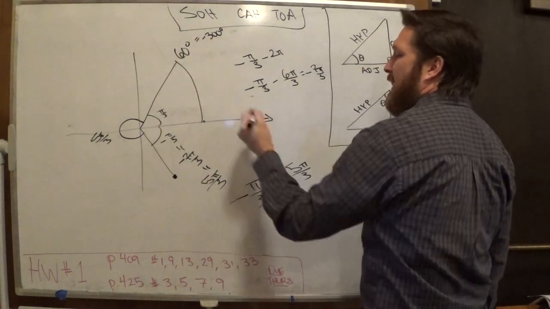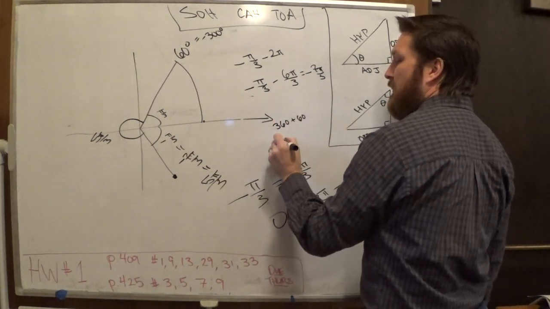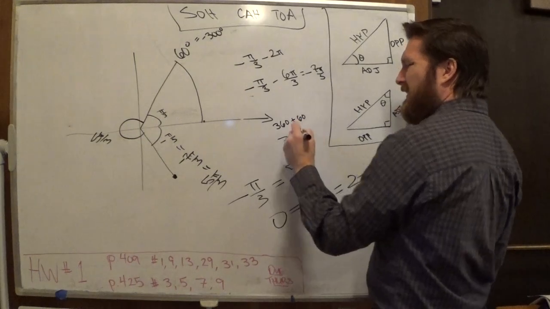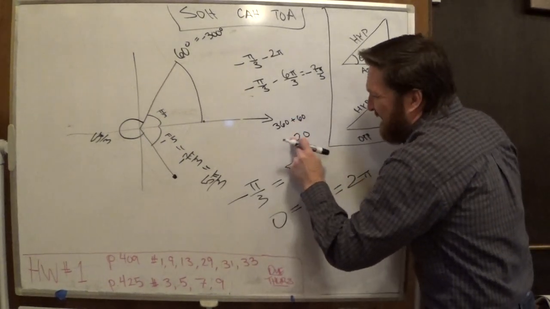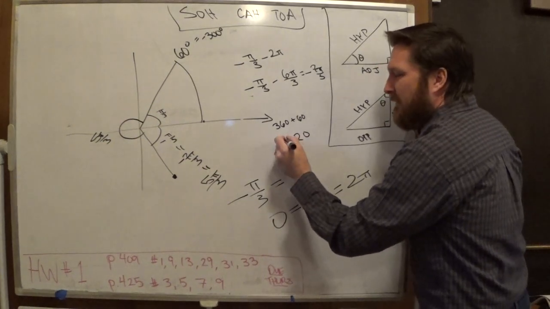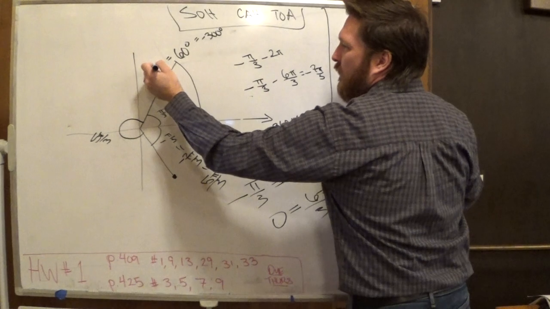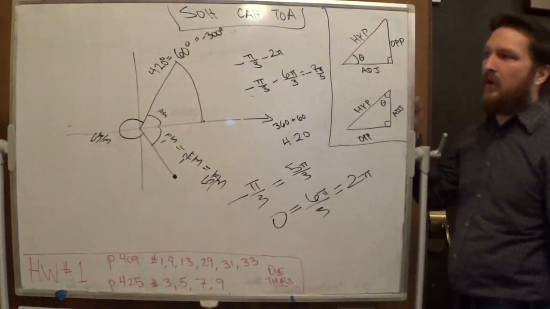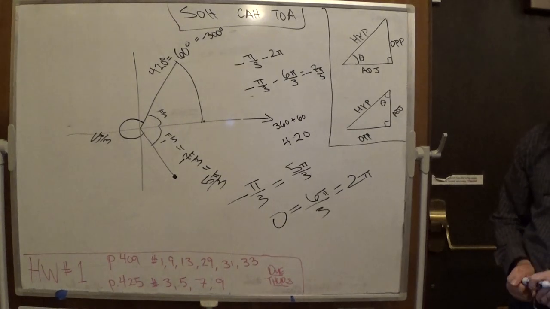It's the same thing as 360 plus 60, which would be what, 720? No, that's 360 plus 60. Wait a minute. 420? Yeah, 420. So that's the same thing as 420 degrees, and so on and so forth. That's the only thing we need to know. But they're coterminal. They mean the same thing.